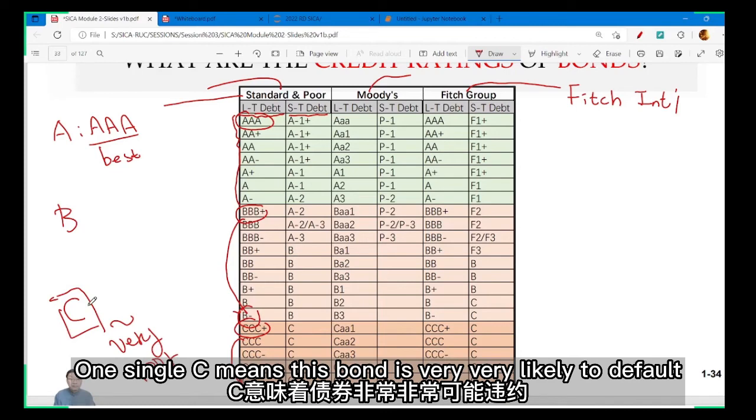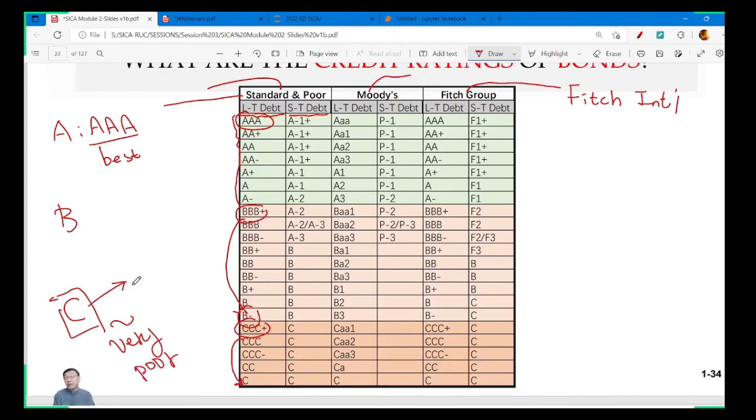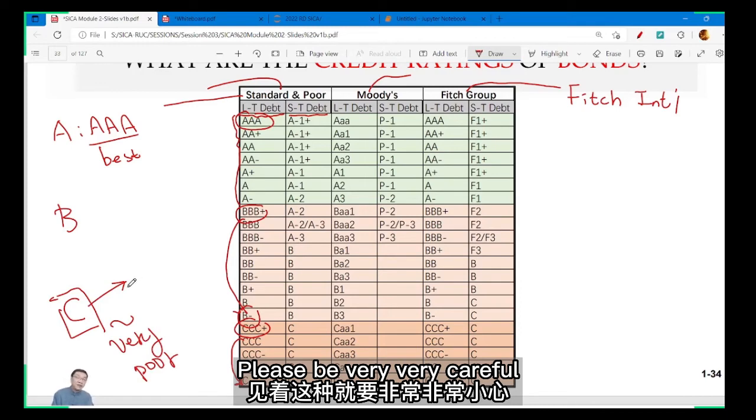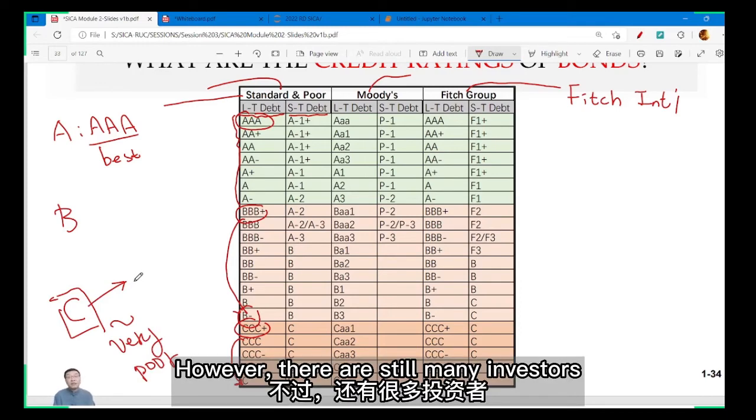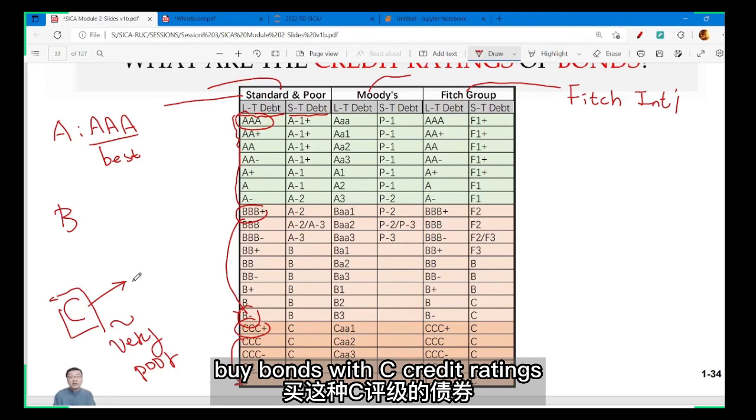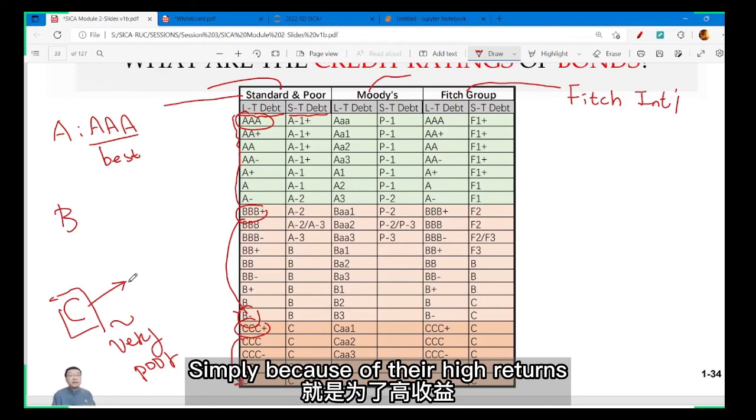One single C means this bond is very, very likely to default. Please be very, very careful. However, there are still many investors who buy bonds with C credit ratings simply because of their high returns.